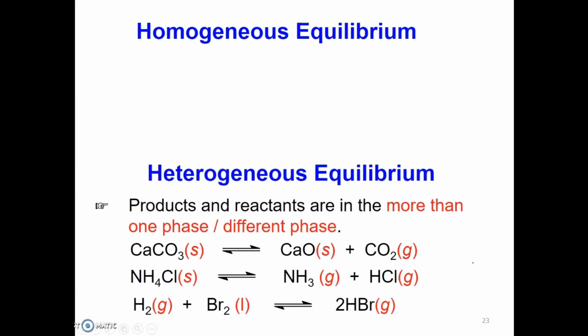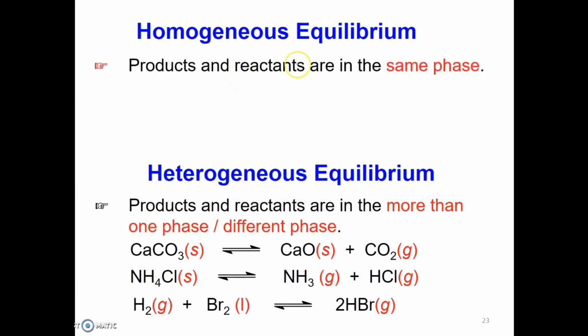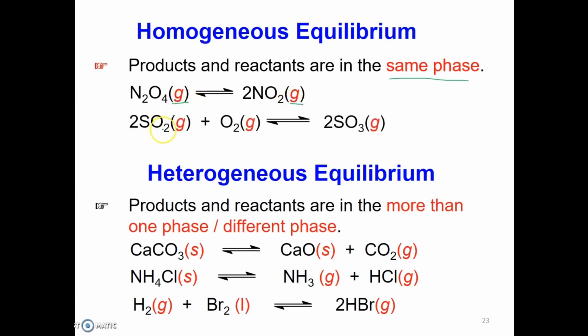Let's start with the difference between homogeneous equilibrium and heterogeneous equilibrium. For homogeneous equilibrium, the products and reactant are in the same phase. For example, here we have N2O4, which is in the gas phase, decomposed to form 2NO2, which is also in the gas phase. Or we have 2SO2 gas react with oxygen gas to produce SO3, also in the gas phase.